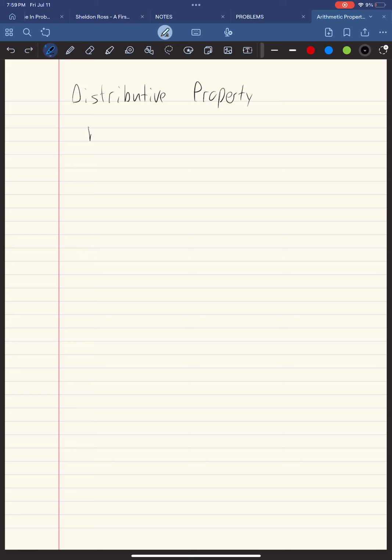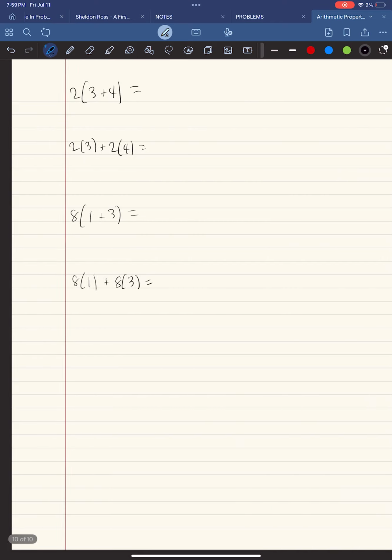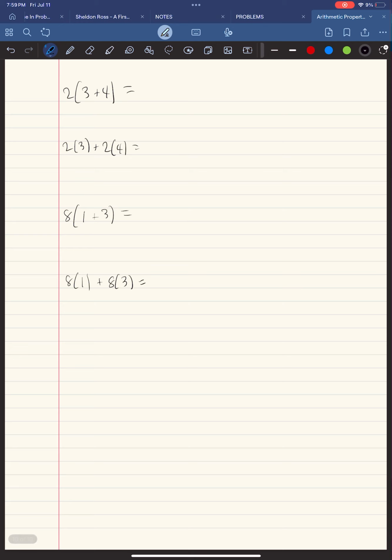If we have the sum b plus c in parentheses, and a is being multiplied by that on the outside of the parentheses, we can say that the a gets multiplied by the b plus the a getting multiplied by c. So what that looks like is a times (b plus c) equals a times b plus a times c. And like the previous examples, let's see some examples with some numbers.